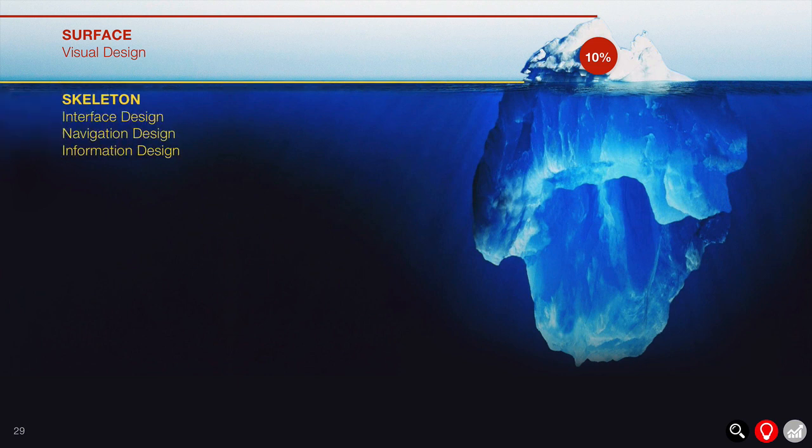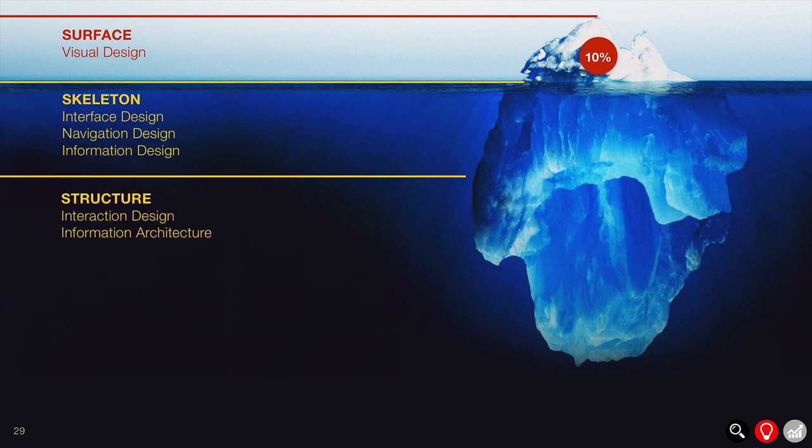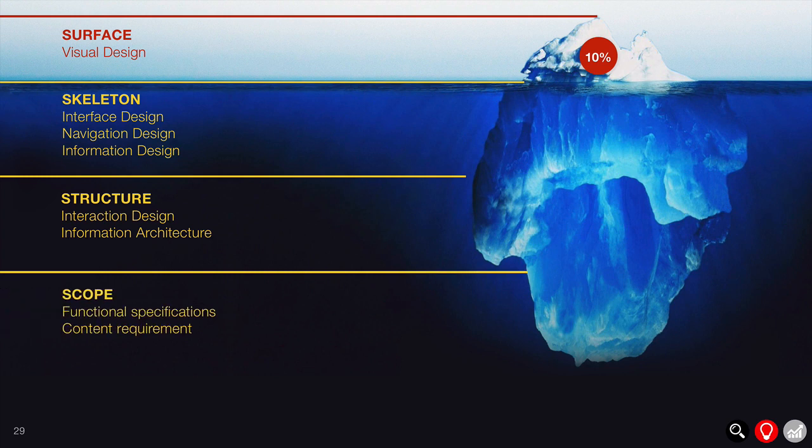And beneath the surface, we've got interface design, which is all about producing the skeleton structure, the navigation, the information design. So how it's all going to be put together. Then we start thinking about how people actually interact with it, and how we can structure the overall content architecture, the information architecture that goes onto the page. Then we get into thinking about functional specifications, content requirements, all that sort of stuff.